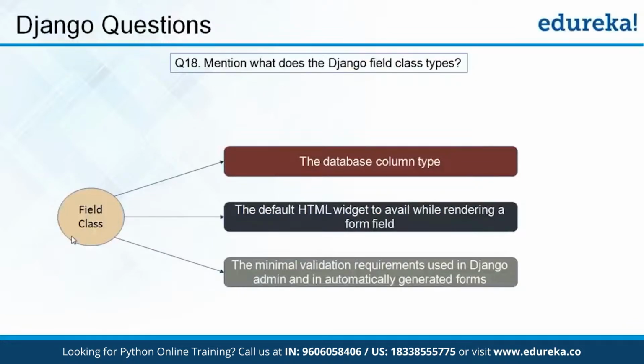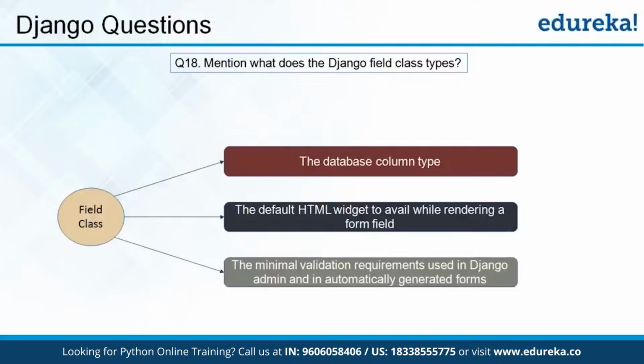So as simple as that, what is contained in a Django field class? It will contain the database column type, if it is integer, string, varchar, or anything like that. The default HTML widget available while rendering a form field, whether it's a text box or an email field. You've got different types of field classes, okay, you've got a password field, anything like this. So that is the default HTML widget and the minimum validation requirements.